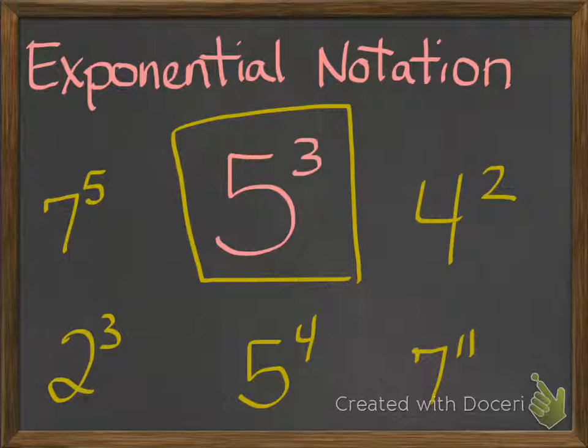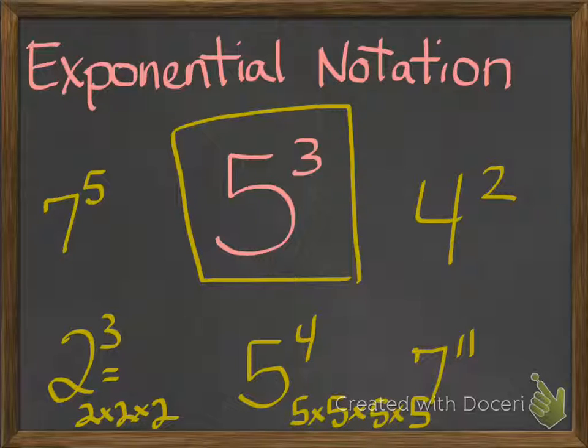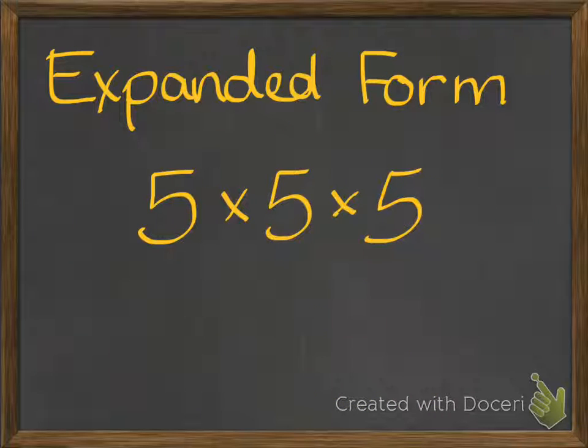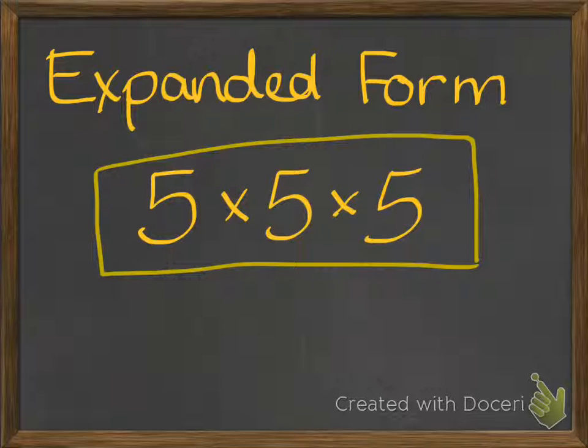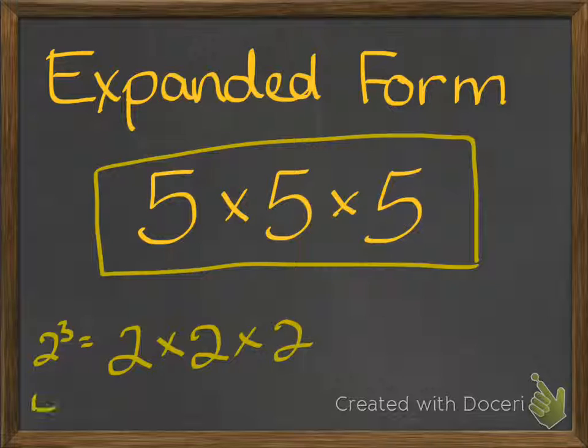And remember, this one means 2 to the 3rd power means 2 times 2 times 2. 5 to the 4th power means I'm doing 5 times 5 times 5 times 5. Expanded form is what we would say this 5 times 5 times 5 is. Okay, so if we had 2 to the 3rd power, the expanded form of that would be 2 times 2 times 2. If we had 4 to the 2nd power, it would be 4 times 4.